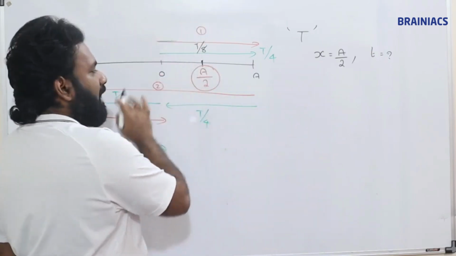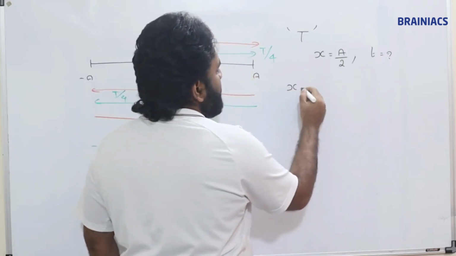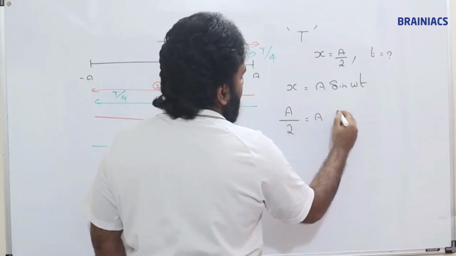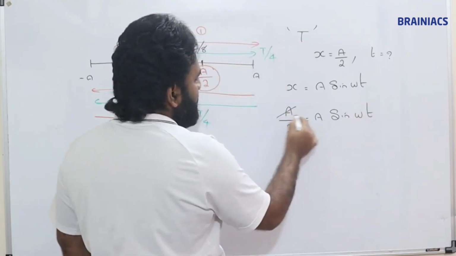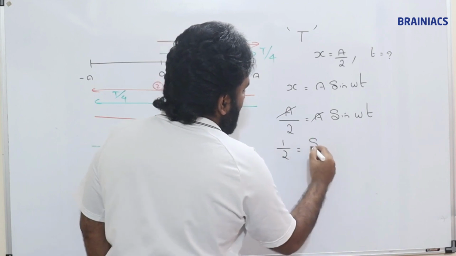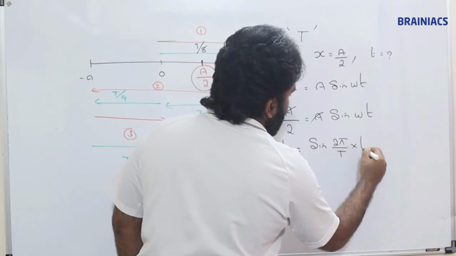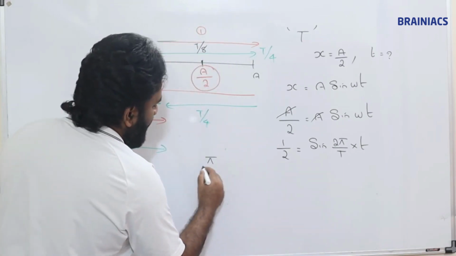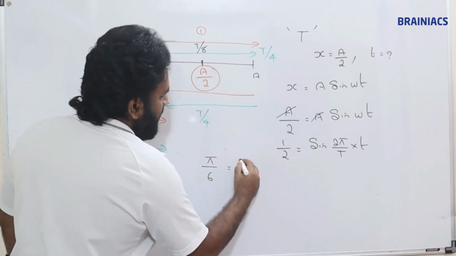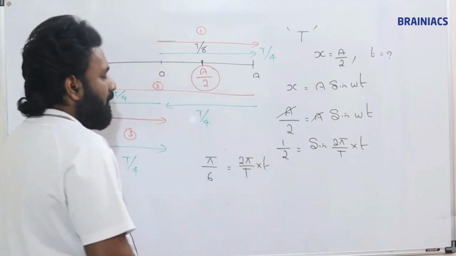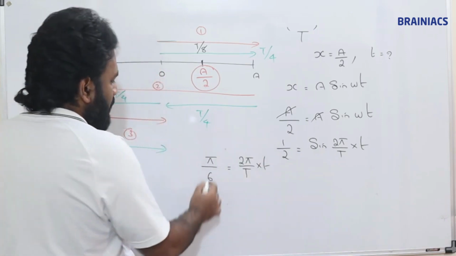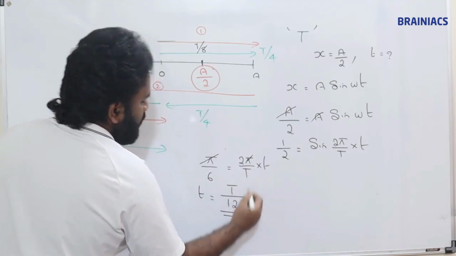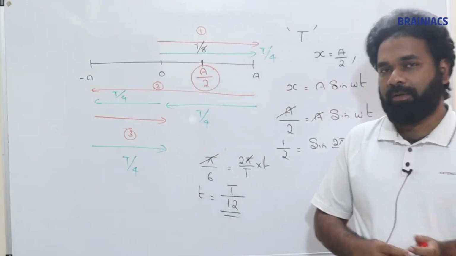If they ask that, what we do, if it starts from mean position, what is the equation? x is equal to a sine omega t. So we put here a by 2, this is equal to a sine omega t. This a will be cancelled off, 1 by 2 is equal to sine of 2 pi by T into t. So 1 by 2 is given by what angle? 30 degrees. So pi by 6 is equal to 2 pi by T into t. Sine pi by 6 is equal to 1 by 2. If we cancel pi, pi, we get t is equal to T by 12. Already we have done these kinds of problems in the class.